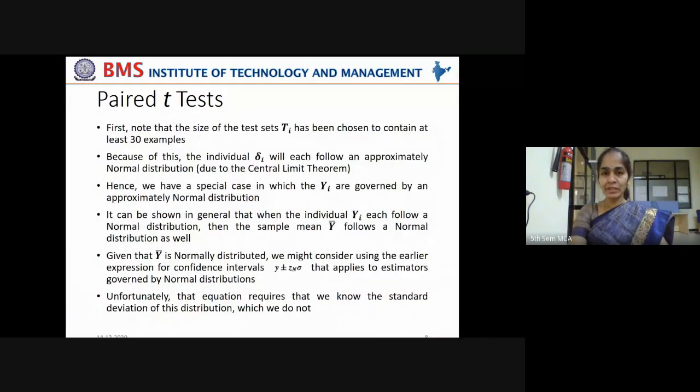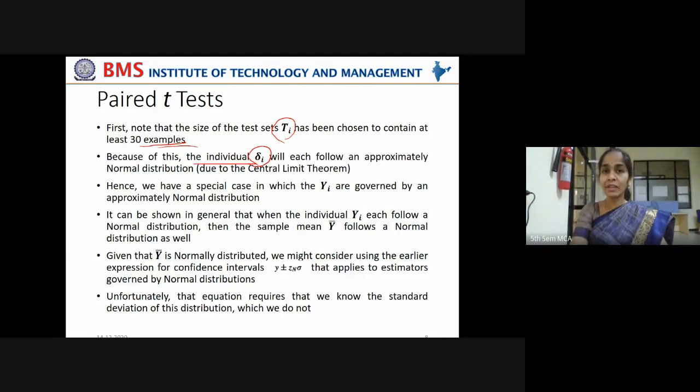Now first note that the size of the test sets Ti has been chosen to contain at least 30 examples. To make the test set sufficiently large, we should ensure that, we already assumed this, right? The test set should contain a minimum of 30 examples, 30 data points.